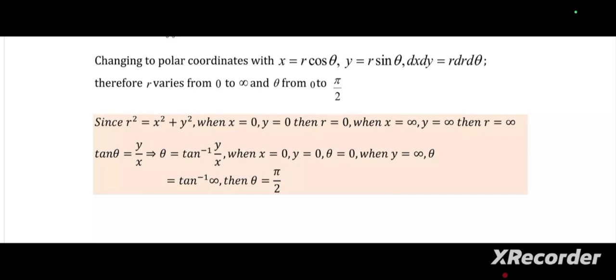Let us see how it changes. Since r square is equal to x square plus y square, when x is equal to 0, y is equal to 0, then r is equal to 0. When x is equal to infinity and y is equal to infinity, then r becomes infinity. For theta, tan theta is equal to y by x. That implies theta is equal to tan inverse of y by x. When x is equal to 0, y is equal to 0, theta becomes 0. When y is equal to infinity, that is tan inverse of infinity, theta is pi by 2.